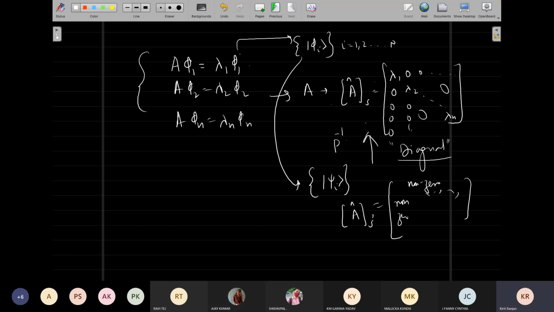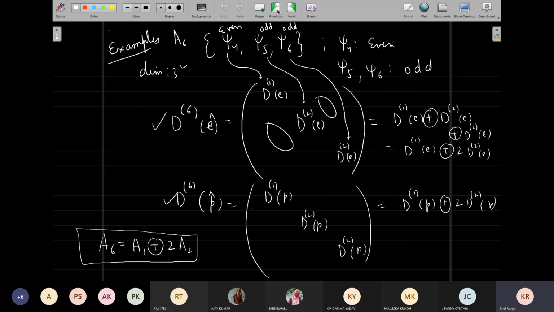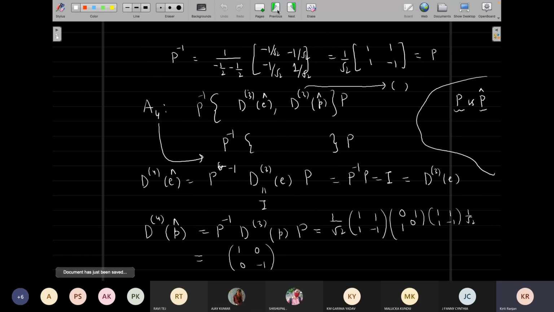You do a P inverse A P kind of operation, and this diagonalized your matrix, and you use it to construct your P matrix. Yes, sir, this is exactly what we have done here. To be honest, I took the longer route and I have done exactly that.